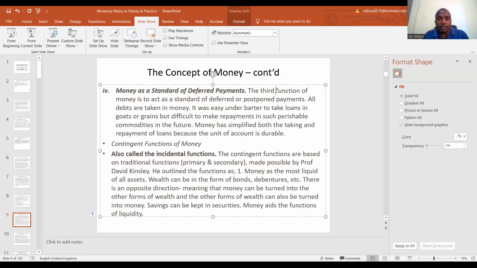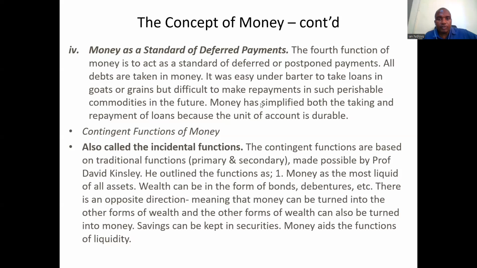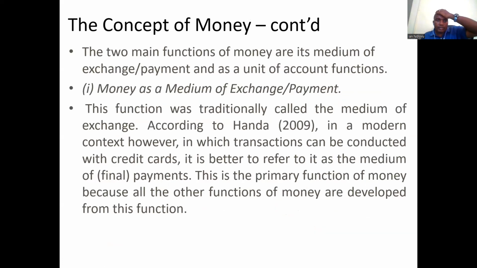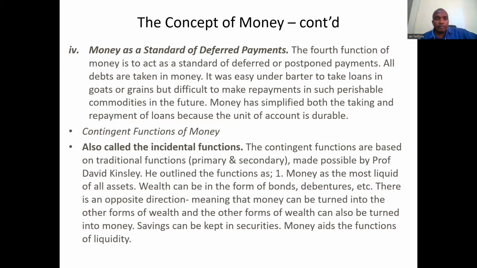This is the fourth function: that money can be used as a standard for deferred payments. Because we looked at number 3, store of value, number 2, unit of account, number 1, medium of exchange. So that's the fourth function.